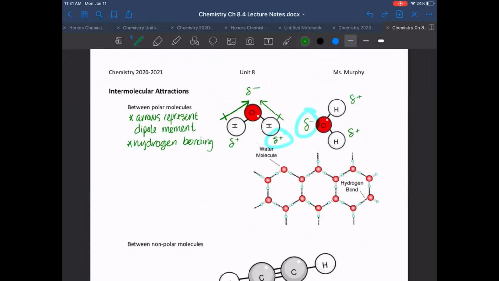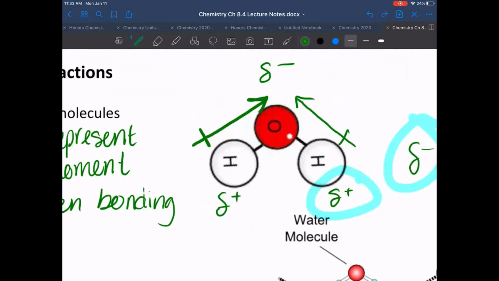Any questions on dipole attraction or dipole moments, partial positive, partial negative? Another hint I want to give you guys. If we look at this arrow, what does this part of the arrow kind of look like? A plus sign. That's the side that gets the partial positive, okay? So this is kind of a trick to remember that.